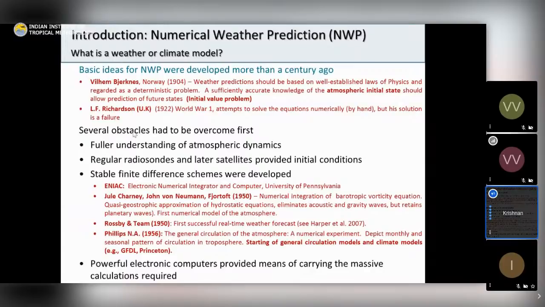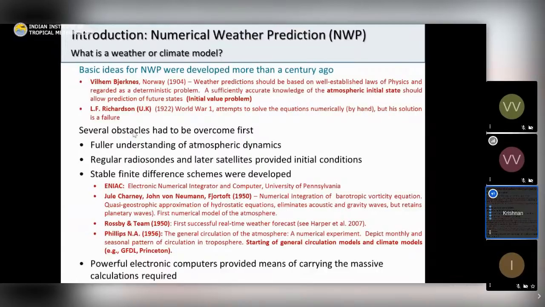What they showed is that you have to eliminate the acoustic and gravity waves, but retain the long planetary waves in the initial condition. This was the first numerical model of the atmosphere, and an important milestone. Later on, Rossby and team made the very first successful real-time weather forecast in 1950.